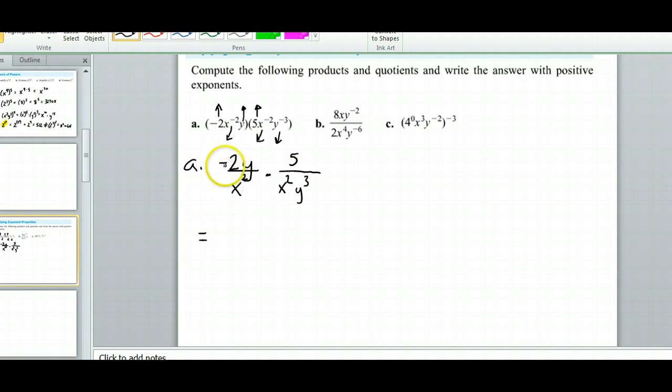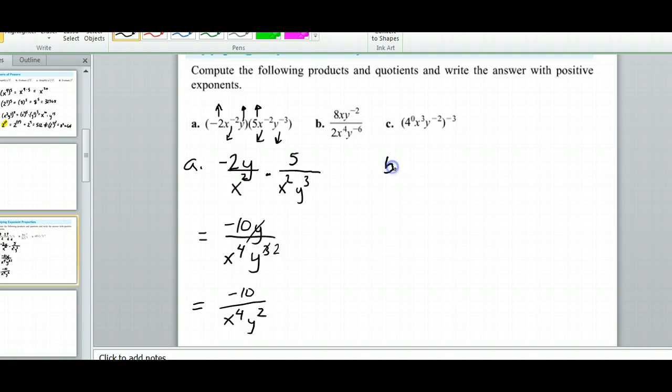Alright, and then to simplify, just multiply straight across the top. We get negative 10y. Straight across the bottom, x squared times x squared is x to the 4th. And then there's a y cubed down there. Alright, and then last thing, cancel one of these y's with one down below. And we get negative 10 over x to the 4th times y squared.